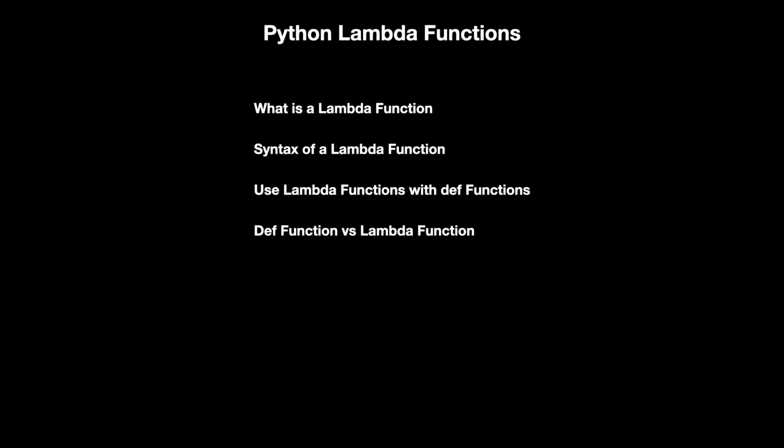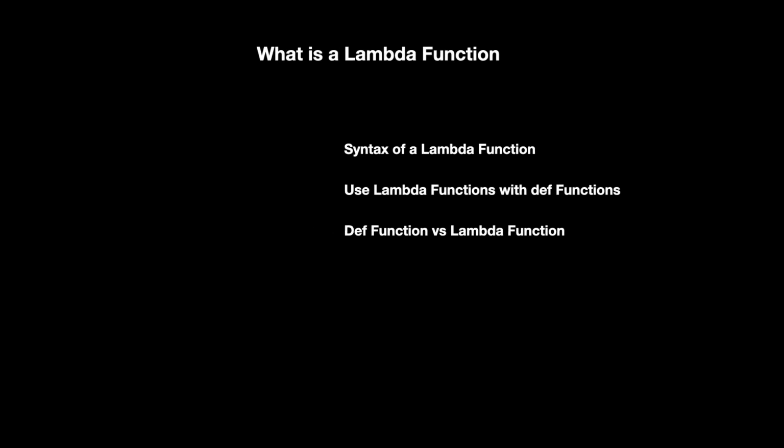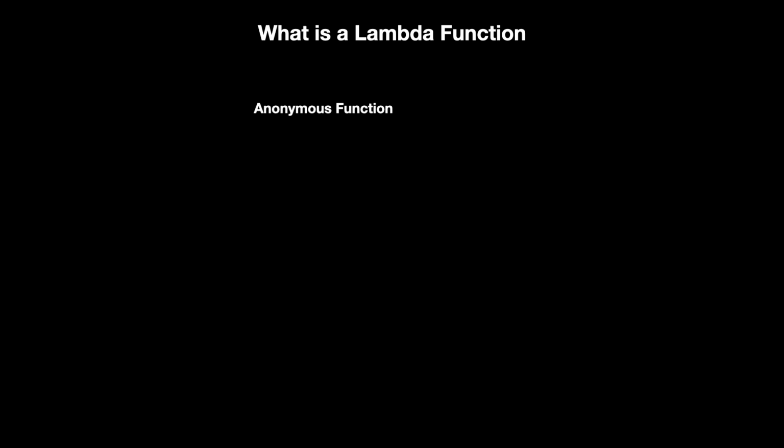Let's jump straight into it. So what is a Lambda function? A Lambda function in Python is an anonymous function. The Lambda function can take any number of arguments, but can only have one expression.